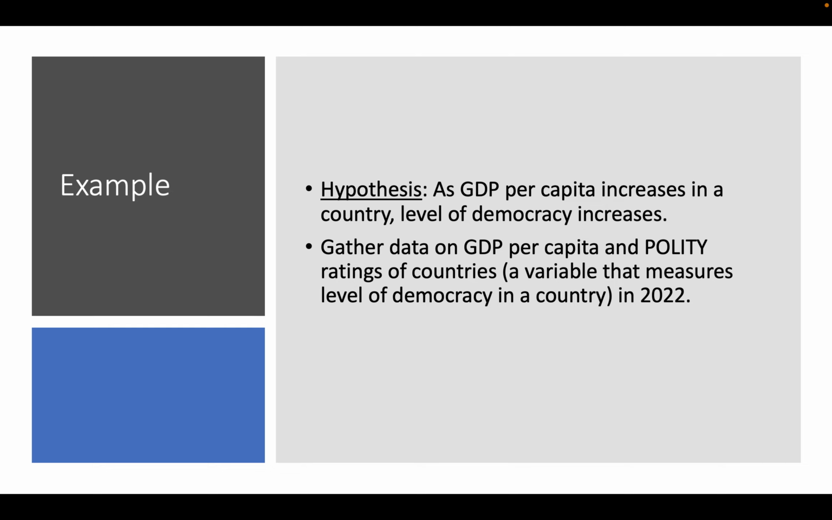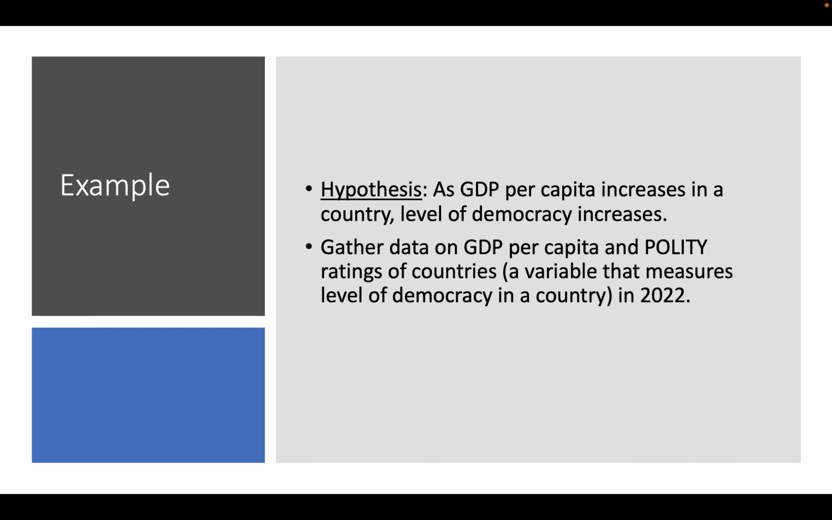That's the hypothesis. Thus, we would gather data on GDP per capita for countries around the world, and we need a measure of democracy. We've already looked at Freedom House democracy. We also have Polity, which is a measure of democracy that is out of the University of Maryland, created by the late great political scientist Ted Gurr. And it's a variable that measures the level of democracy in a country.